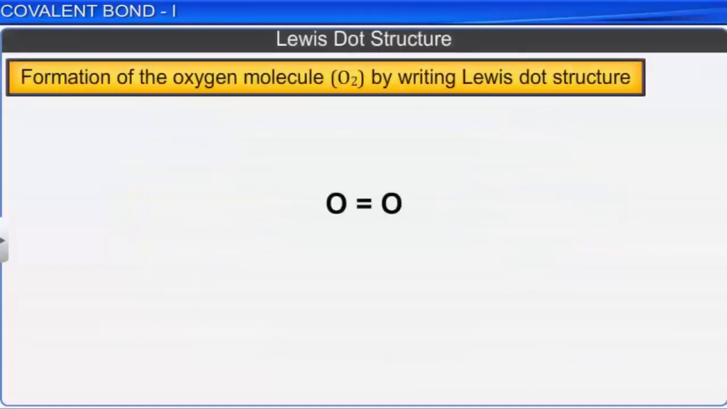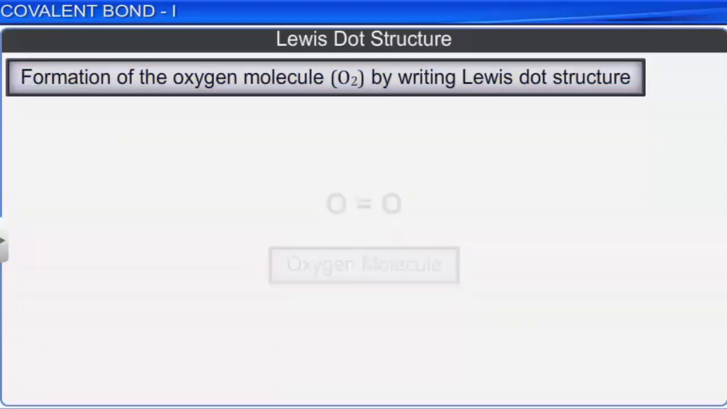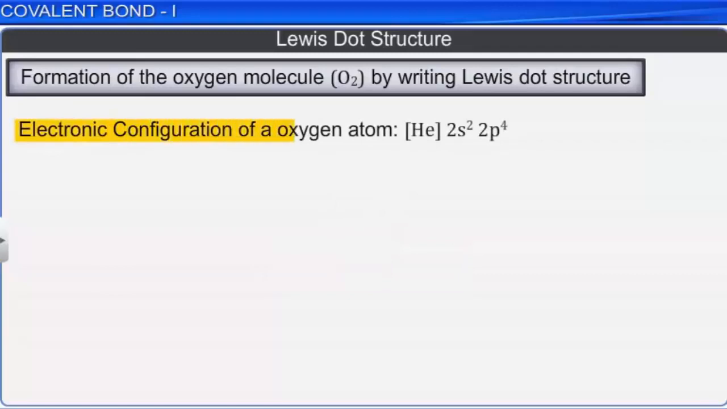Now, let us understand the formation of the oxygen molecule by writing the Lewis dot structure. The electronic configuration of the oxygen atom is helium 2s2 2p4. It has 6 electrons in its valence shell. Hence, it needs 2 more electrons to attain an octet.